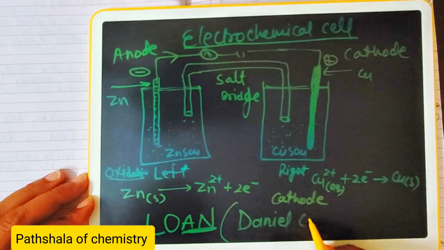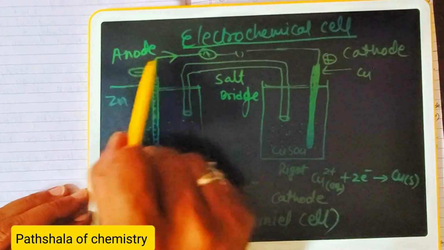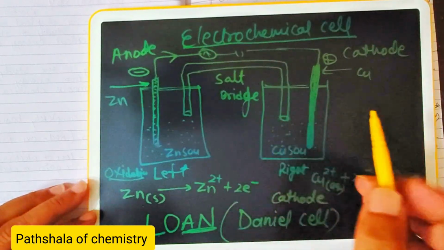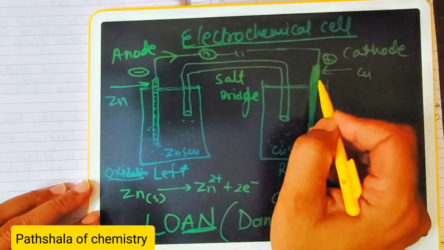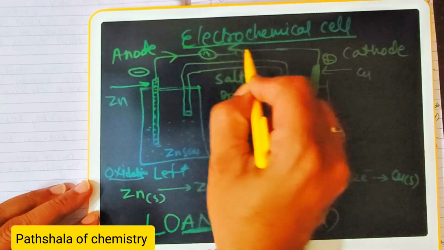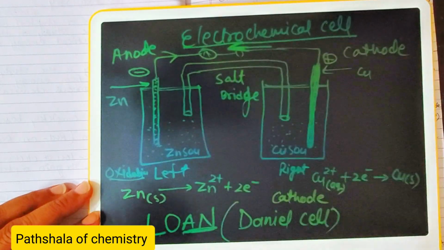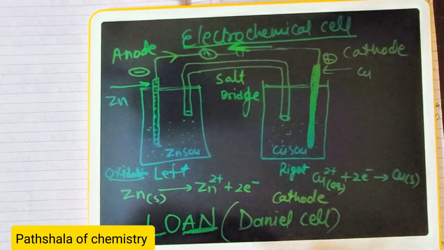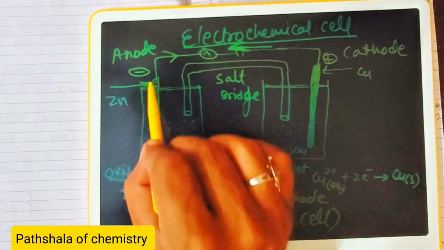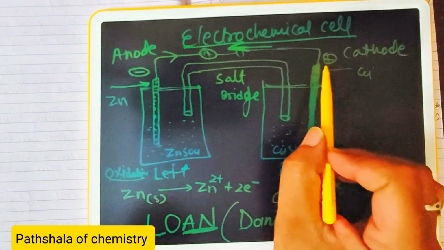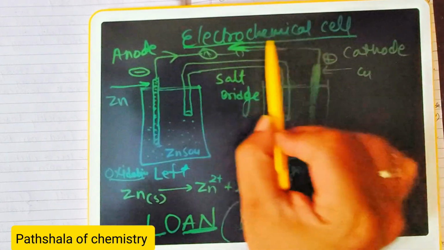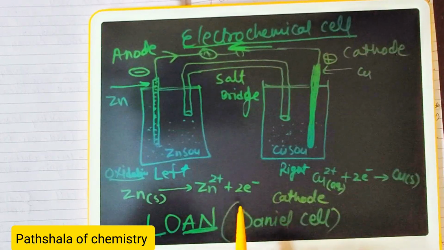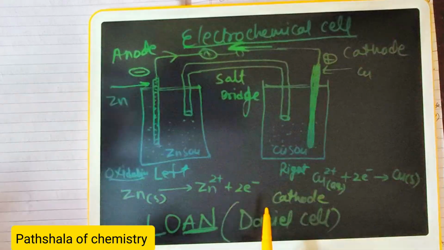So the direction of flow of electrons is from anode to cathode, and the direction of conventional current is from cathode to anode. The direction of conventional current is always opposite to the direction of electron flow. So electrons flow from anode to cathode, and the direction of current will be cathode to anode. This is the basic construction of an electrochemical cell, the Daniell cell.